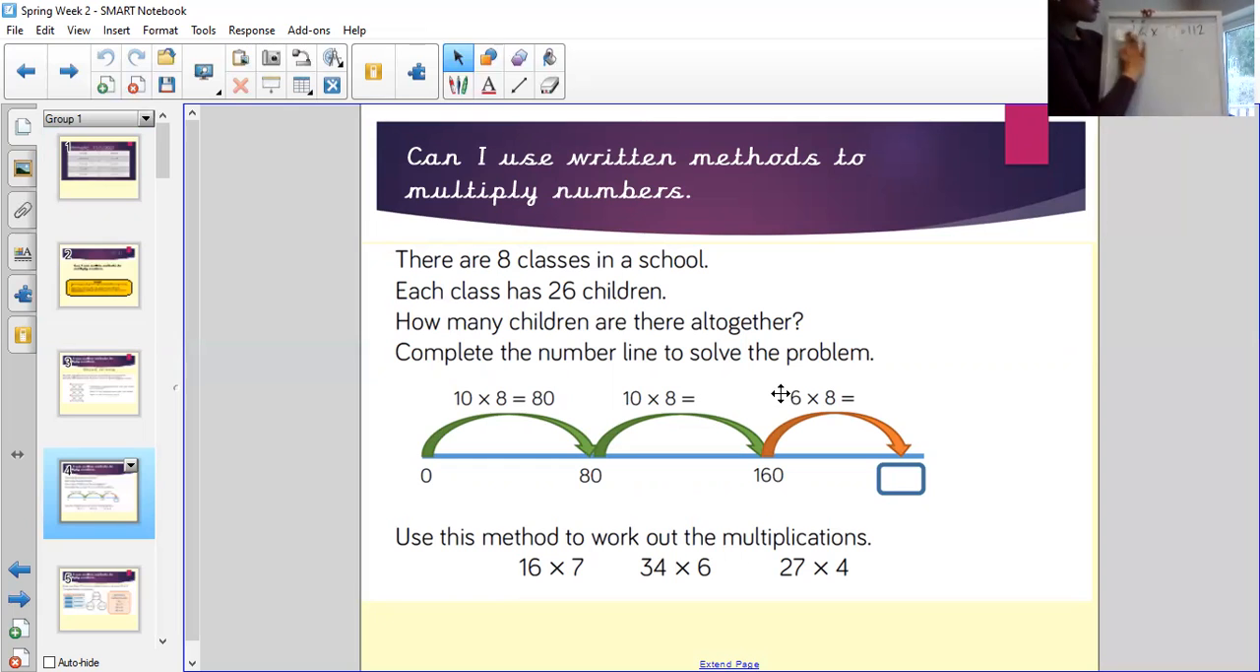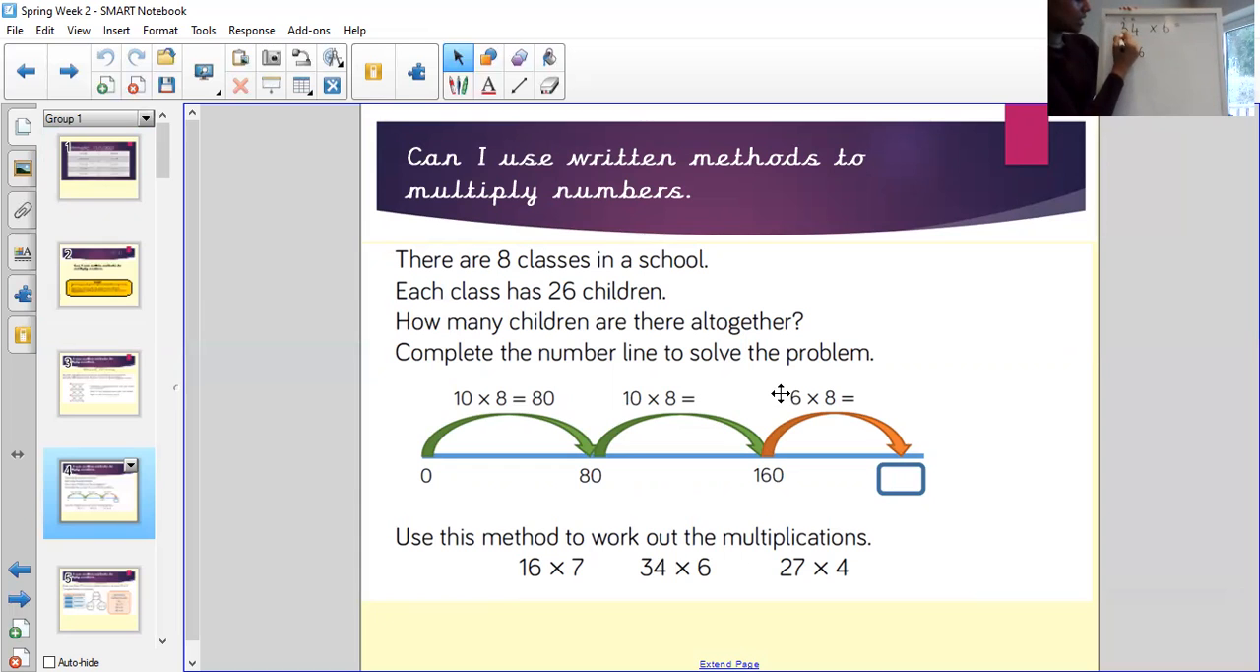Okay, let's go and try the next question. 34 times by 6. So how many 10s do I have and how many 1s? I've got 3 10s and 4 1s. So I'm going to split this up. I'm going to do 10 times 6 first of all, because I'm breaking these 10s up.